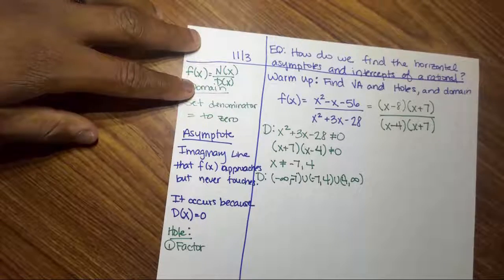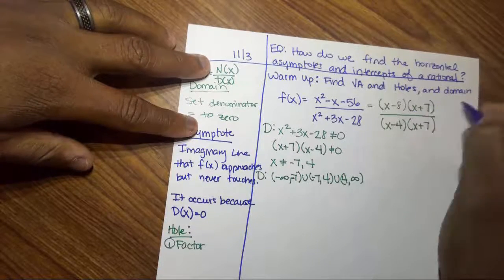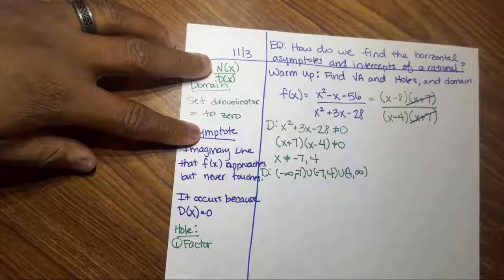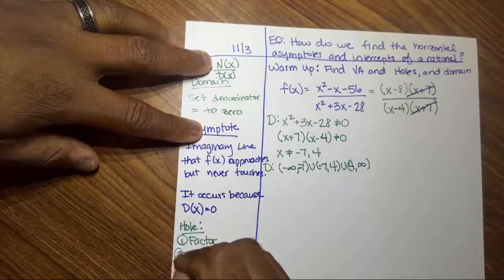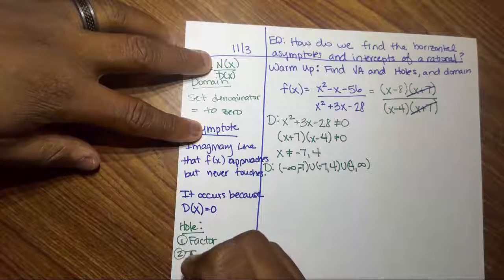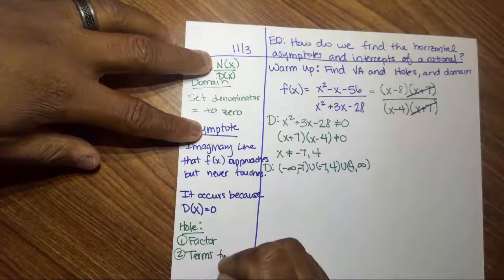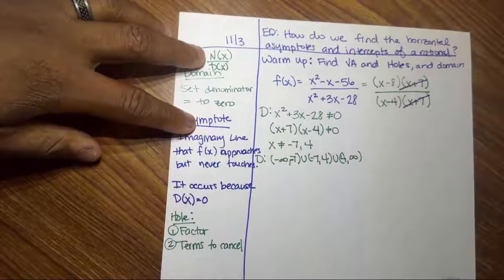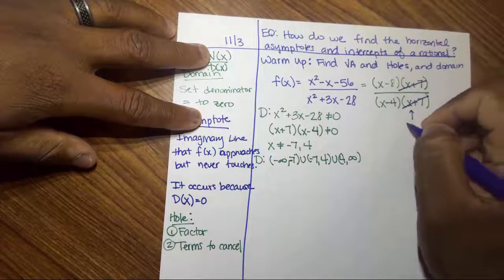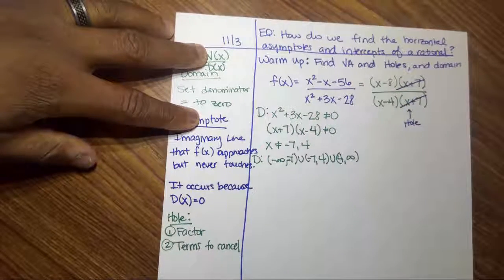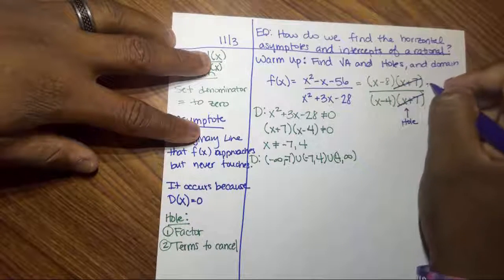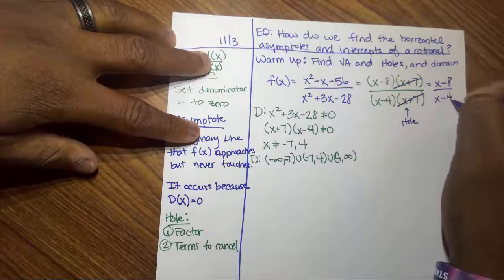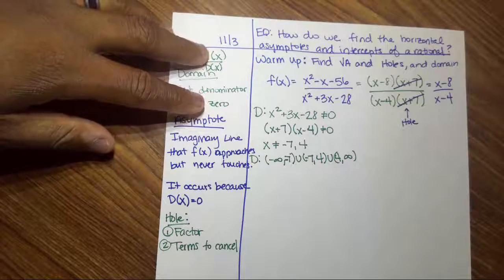But here's what happens now. When I factor, I see that this x plus 7 term is common to top and bottom, right? So what can I do to that? Cancel it out. So the second step after you factor, when you find a hole, is you're looking for terms that cancel. That means that the hole is going to occur here. This is where the hole will occur. And we get a reduced form of this equation: x minus 8 over x minus 4.